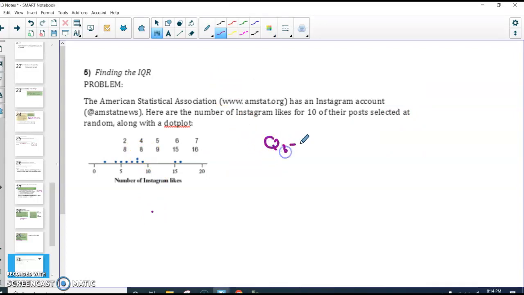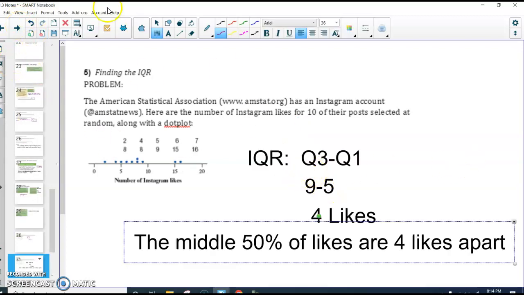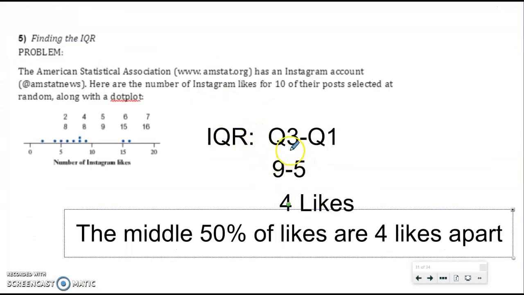Remember, Q3 minus Q1 is my IQR. So if I take 9 minus 5, that's going to get me an interquartile range of 4. So when I look at my data, my IQR is going to be 4 likes. So that means that the middle 50% of likes are 4 likes.